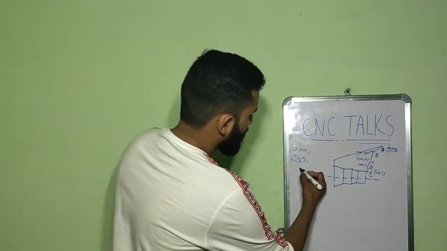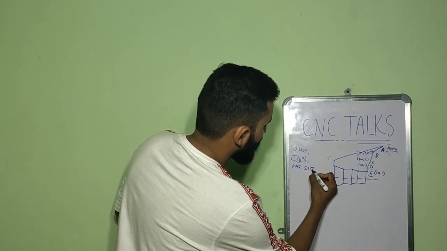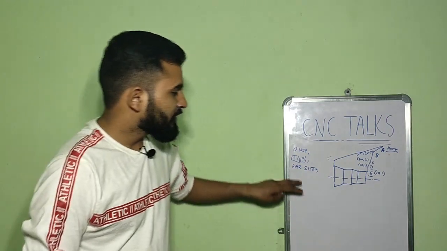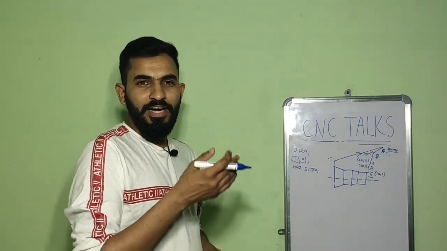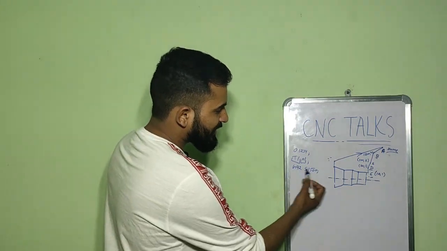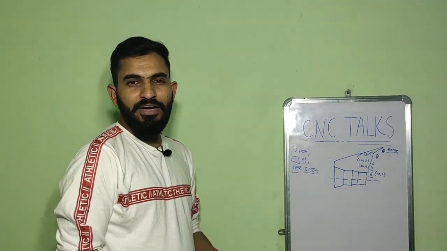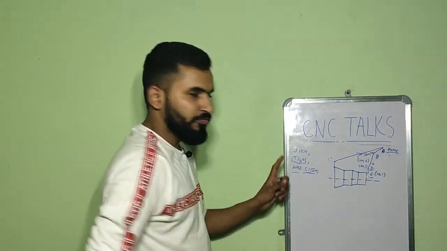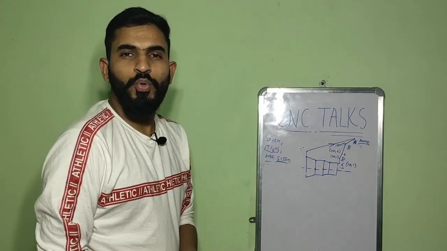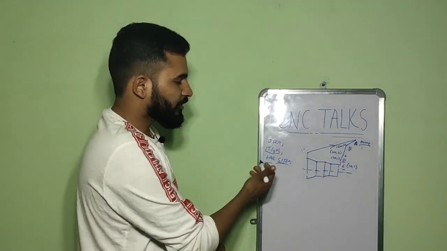After that, we use G92. G92 is basically used to give our spindle speed a maximum limit. So in this case, G92 S1500 means our RPM is never going to exceed 1500.